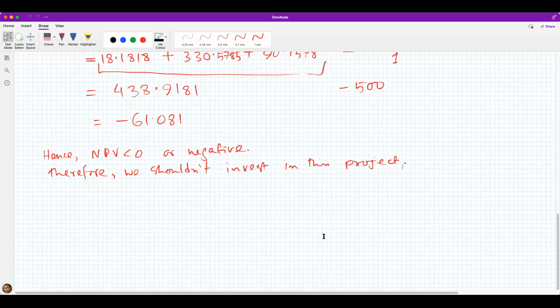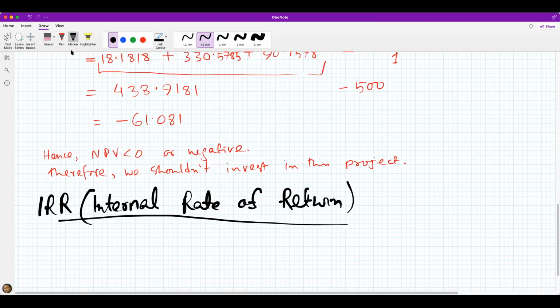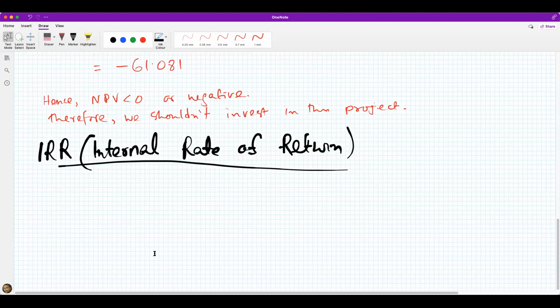So far we have discussed the net present value method. Now we are going to discuss another very crucial one, which is called the IRR method. That means internal rate of return. Internal rate of return. So what is the definition of IRR?